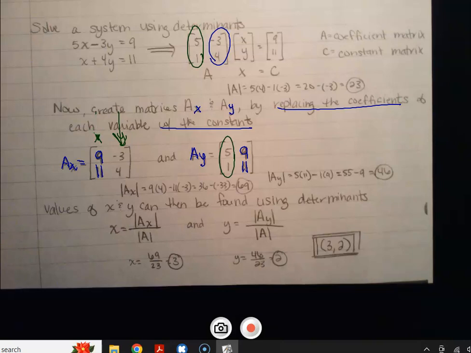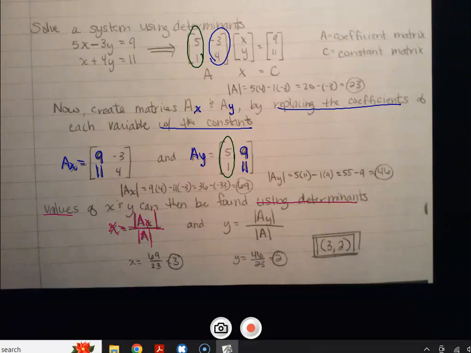Okay, so we created the matrix A sub x and A sub y. Okay, so that was step 1. So then it says the values of x and y can then be found using the determinants. And we have a formula. X is equal to the determinant of A sub x divided by the determinant of A.